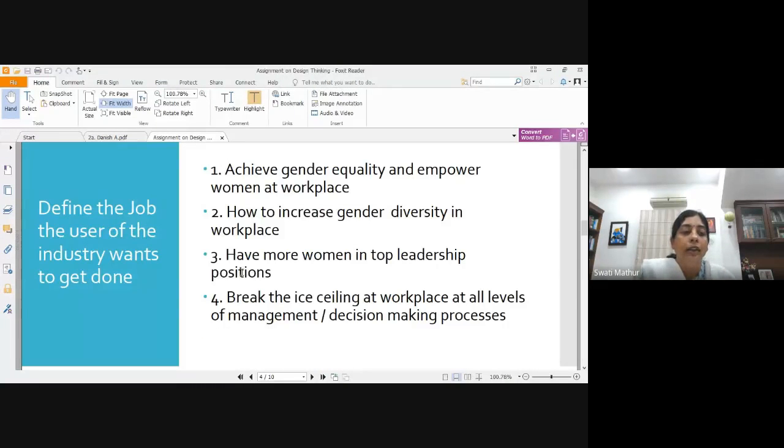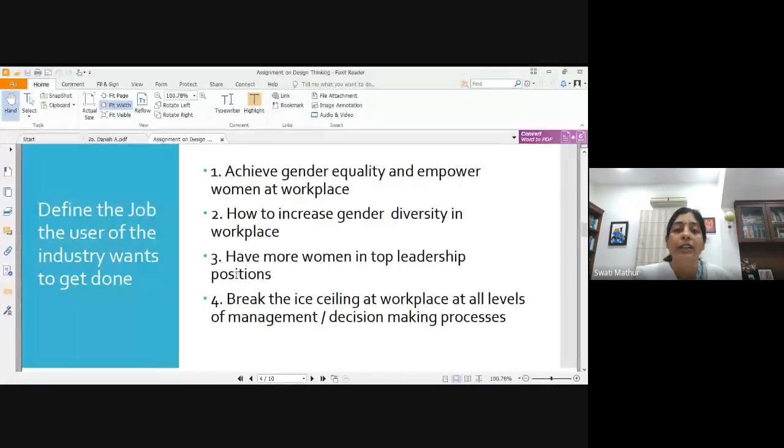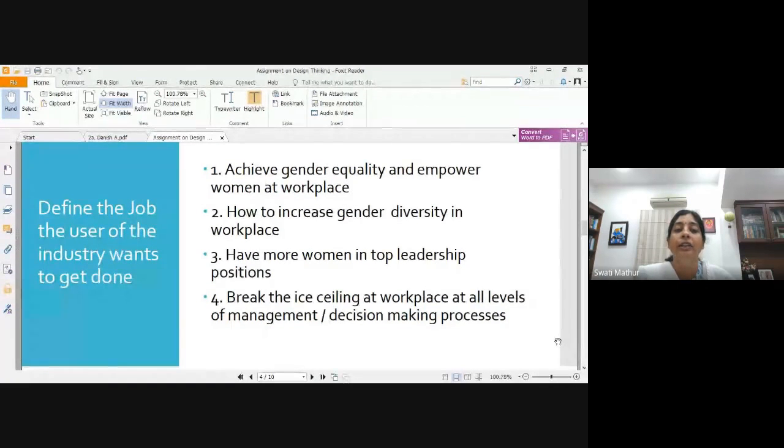So the objectives of the study are to achieve gender equality and empower women at the workplace, to increase gender diversity in the workplace, to have more women in top leadership positions, and to break the glass ceiling at all levels of management and decision-making processes.